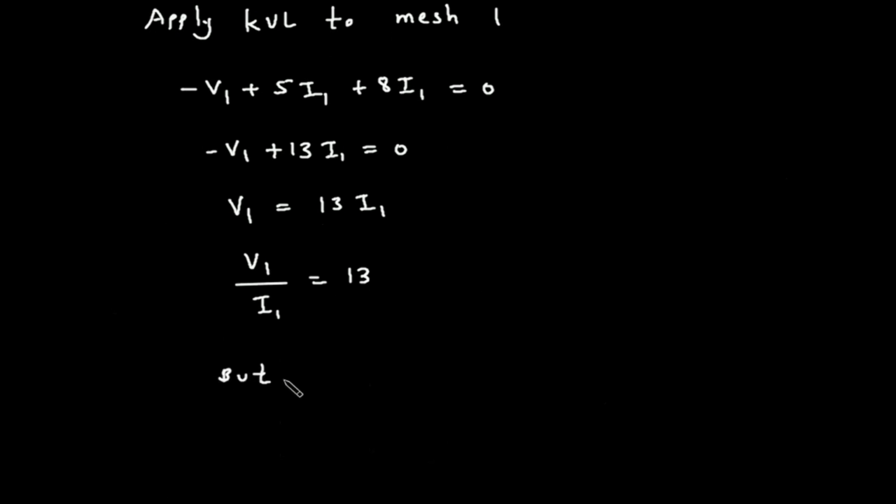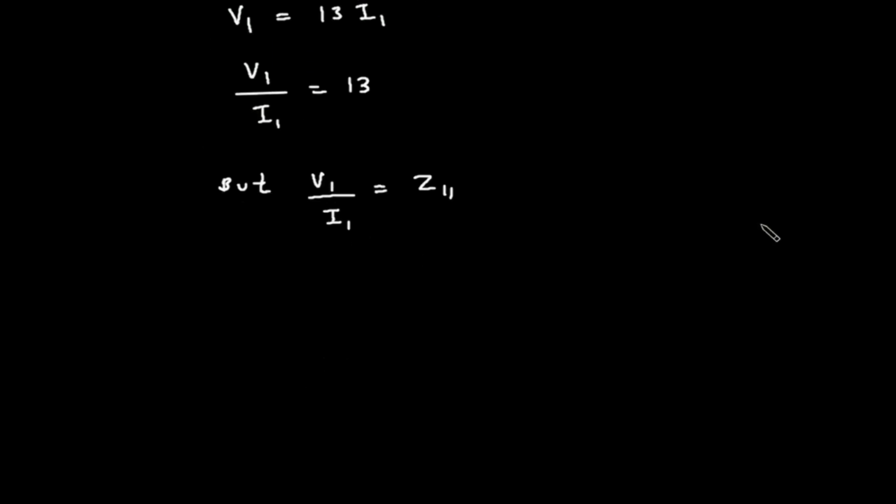But V1 by I1 is equal to Z11. So therefore Z11 is equal to 13, and it is an impedance, so its unit will be ohm. So this is the value of Z11.